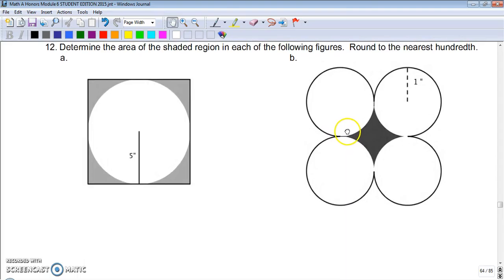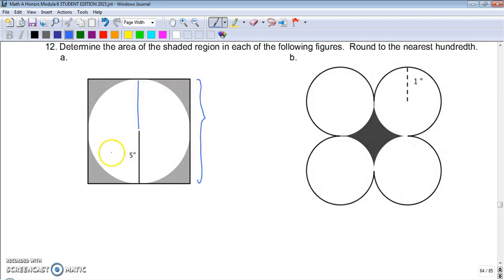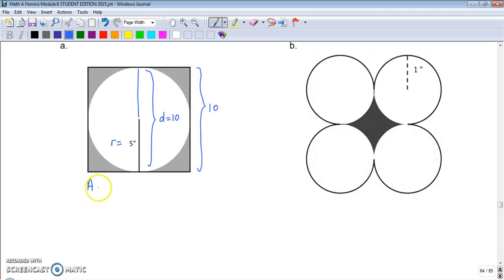Determine the area of the shaded region in each of the following figures. On 12a, I notice I have a square, and I want to find the shaded region that's between the circle and the square. And I notice that I need to find the length of a side of this square. I notice the radius is 5, which means that the diameter is double, which is 10, which is also the side length of the square. So the area of the square is side squared, which is 100, and this is in inches squared.